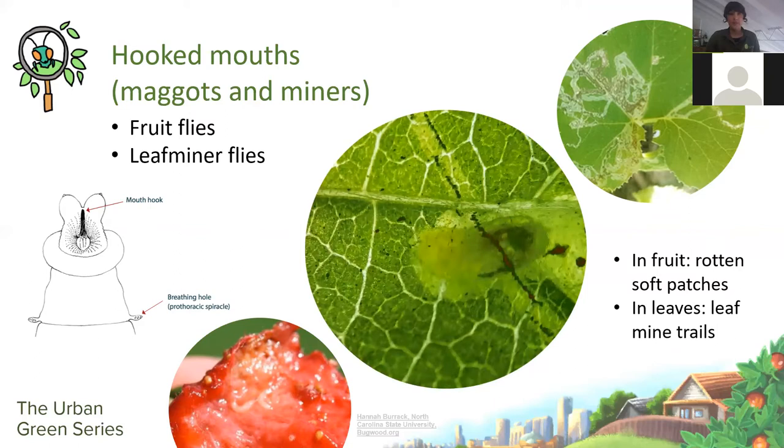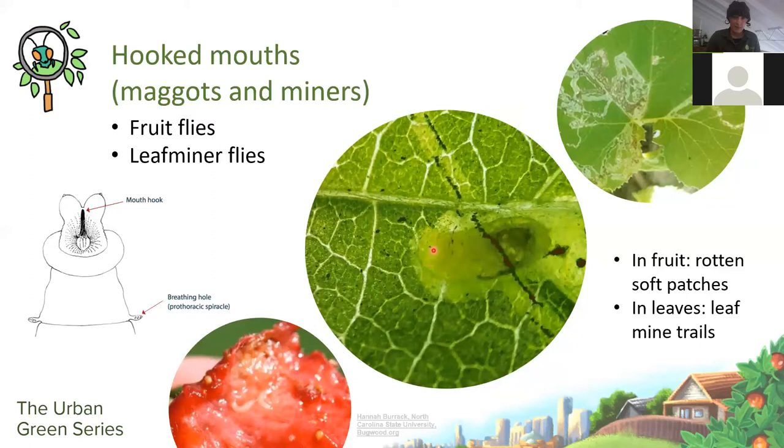They get in through an already rotten or broken part of a fruit where they can get in through the skin and start feeding in the soft material. It also includes leaf miner flies. And this is the group I've actually been studying for the last few years. And you can see this is a leaf miner fly larvae. And that little black mouth part at the front, you can see the mouth hook.